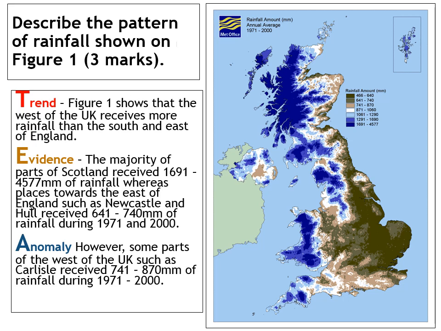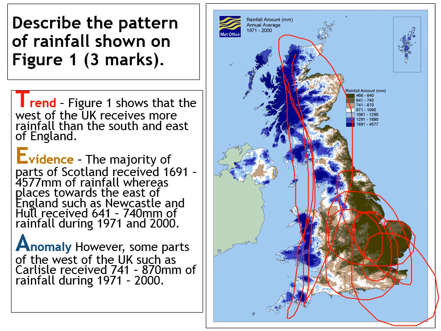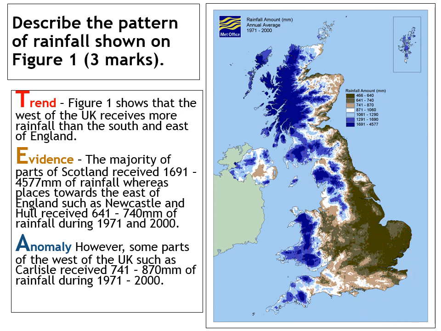Okay, and moving on. So I've got a little sample answer of things that we could have included. Figure 1, or you could say the picture, the map, that's fine, shows that the west of the UK receives more rainfall than the south and the east of the UK. So we've got the west of the UK, all this blue here, they receive a lot more rainfall than this area, so the south and the southeast. There's a lot more blue here, and we've got a lot more green and brown over here.